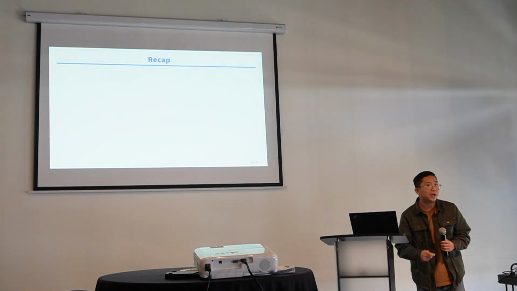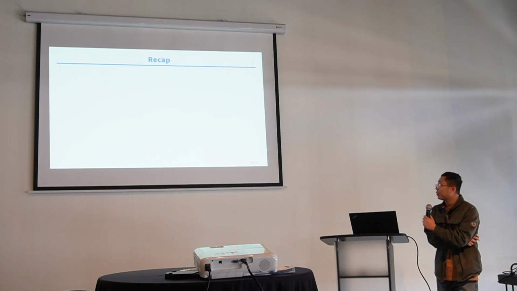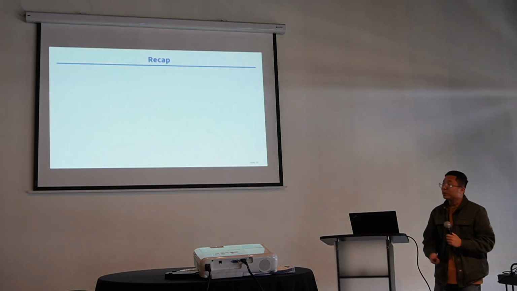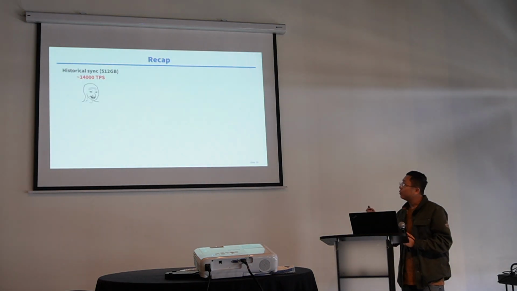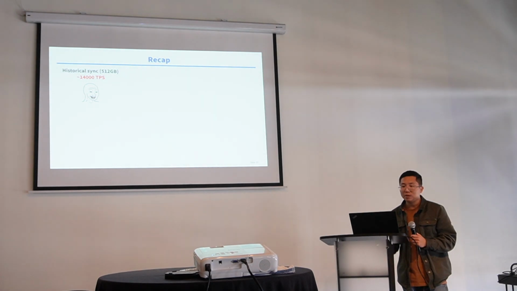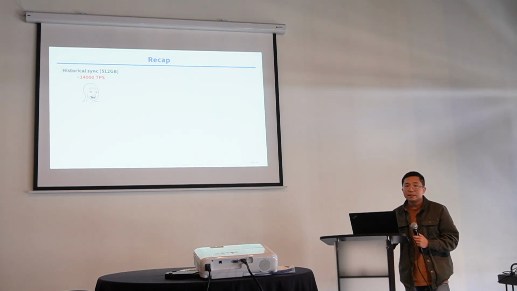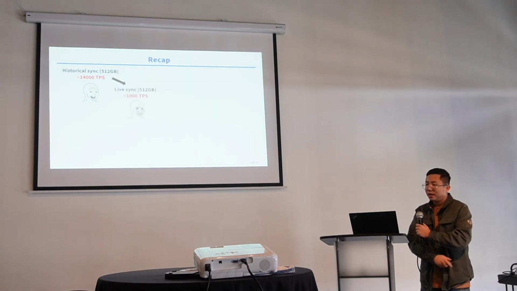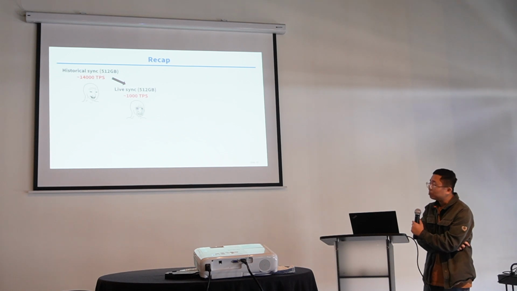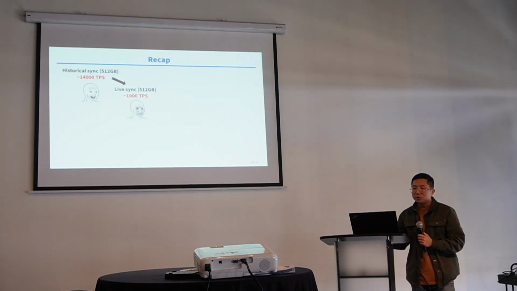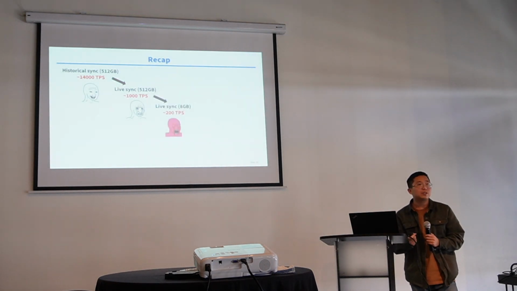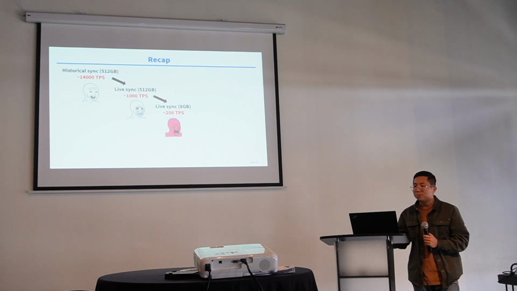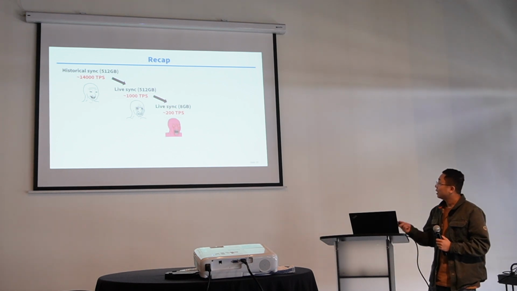Okay, now let's do a quick recap of our journey before getting into part 2. So we start with a nice juicy 14,000 TPS at the beginning with historical sync. Then we add Merkelization in live sync, and the throughput just dropped to 1,000. Furthermore, if we limit the memory size to 8 gigabytes, we end up with 200 TPS.